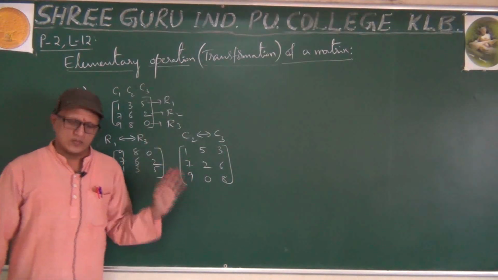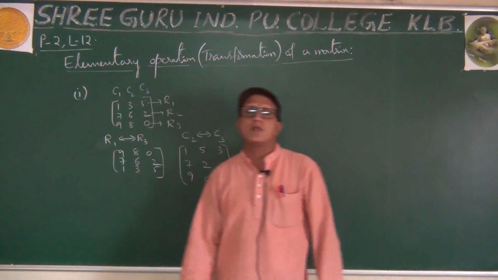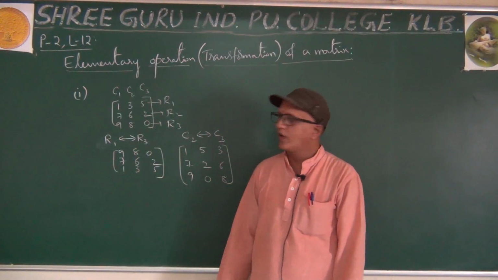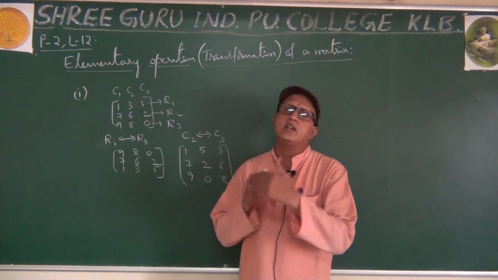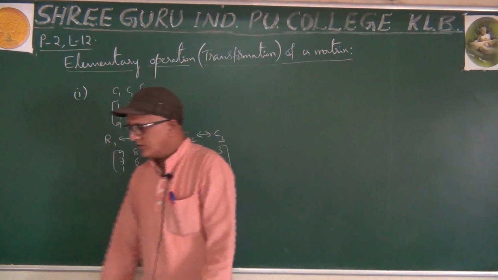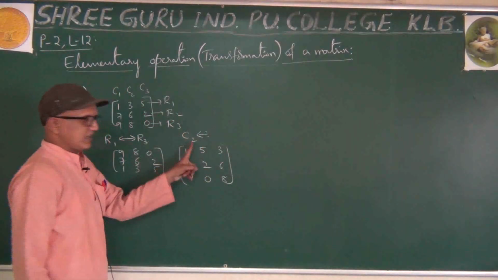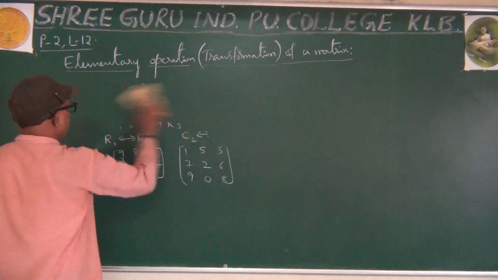Just remember, first rule, first transformation, first elementary operation. We can interchange any two rows or any two columns. This is the first. Let us see what is second. This is the way of representing.